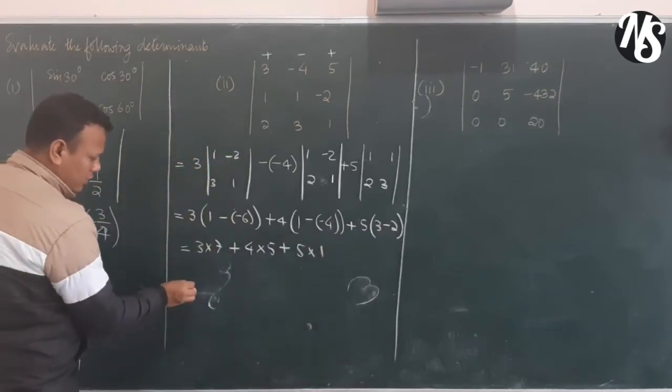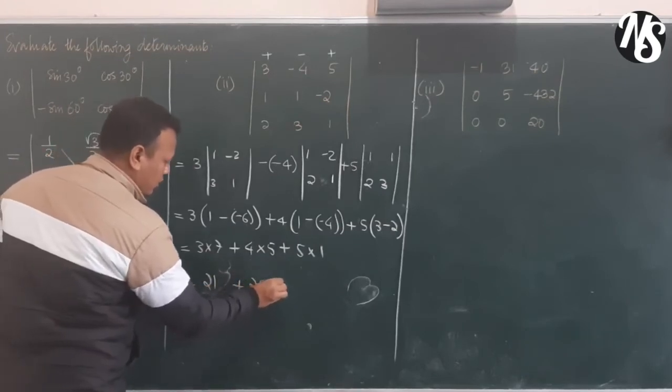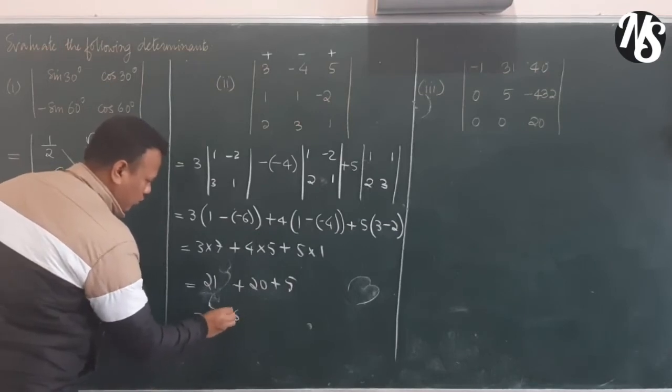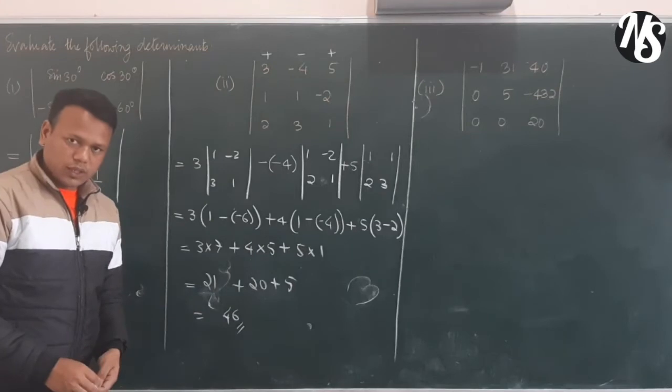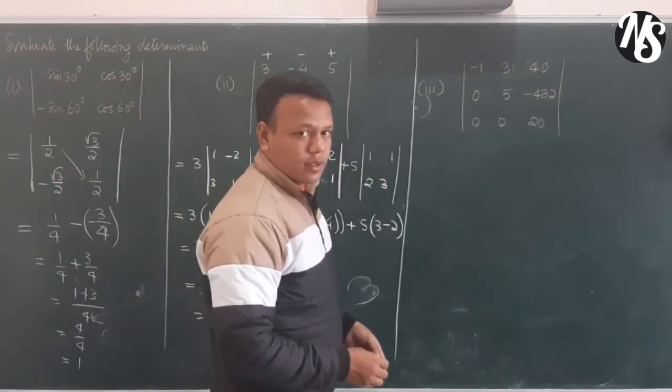Okay, so let's see how much this is. This is 21 plus 20 plus 5. Let's add them, so you get 46. That means the value of this determinant turns out to be 46. Okay, next let's observe this.